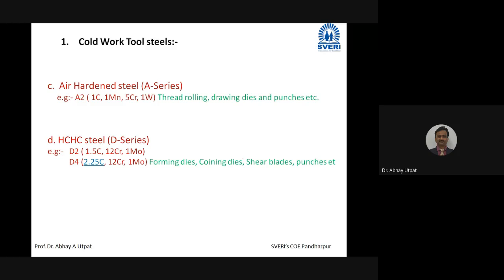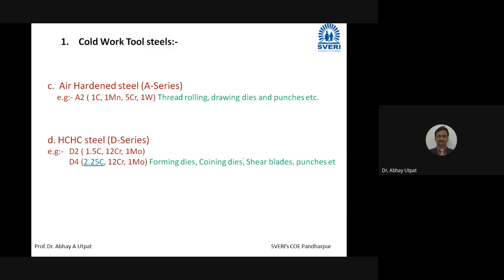I repeat once again, air hardened steels are such steels in which alloying elements are present in more amount. So they form alloy carbides. Alloy carbides are harder than martensite. So we don't want martensite. If you try to form martensite, unnecessarily you will come across quenching cracks, stress and distortion.